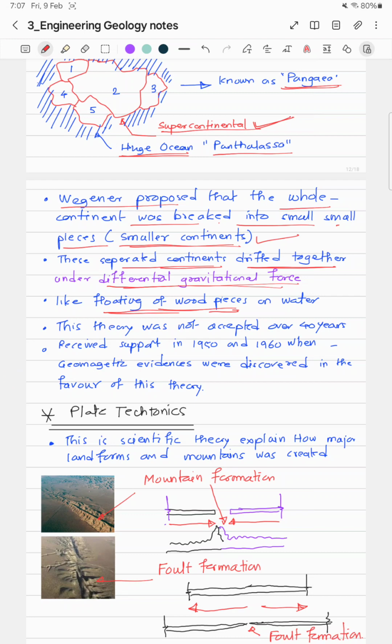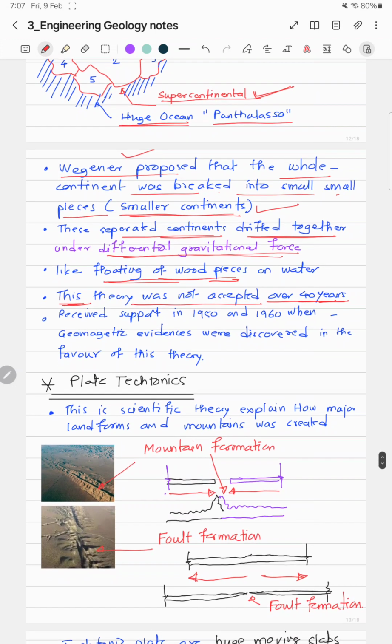so like that floating of wood pieces, these continents drifted. Okay, and at that time this theory, which was given by Alfred Wegener, was not accepted for around 40 years. And then in the 1950s and 1960s some evidence was found which supports this theory, and this theory received support in 1950 and 1960.